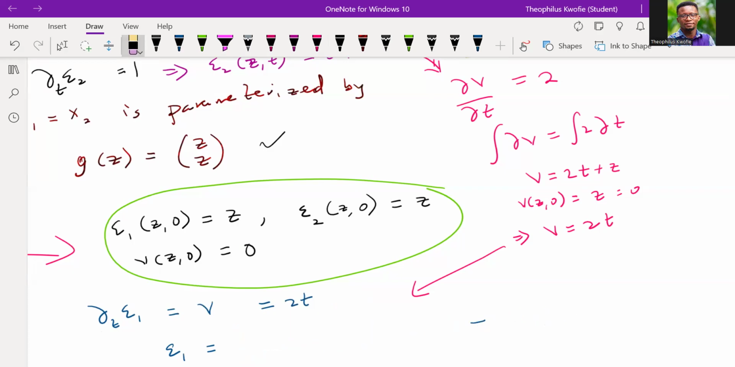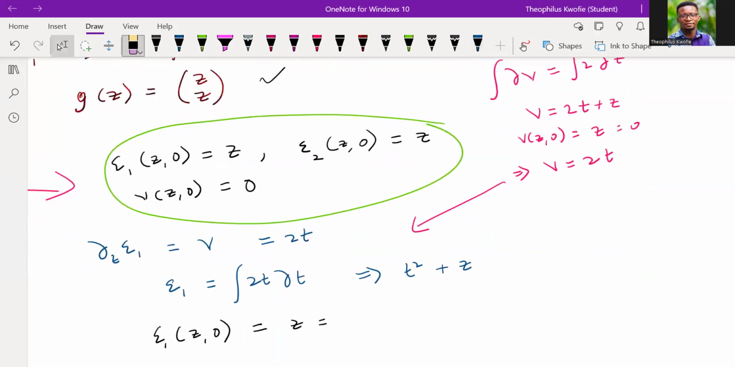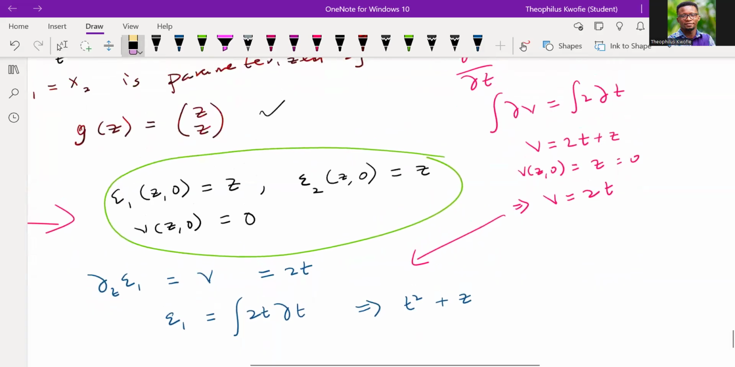So on that note, we're going to have this to be the integral of 2T, the partial of T. Okay, good. So that gives us T squared plus some constant Z. Very good. So let's take note of that.